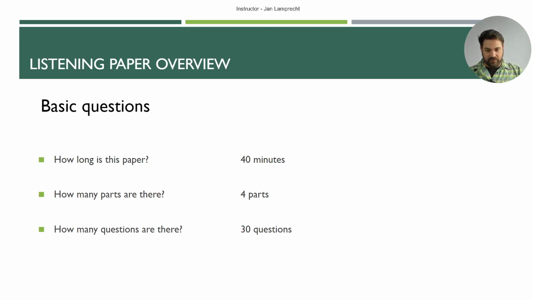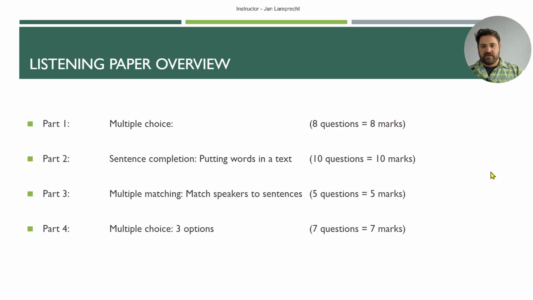So, listening paper overview, the basic questions could be, for example, how long is the paper? 40 minutes long. You have 40 minutes to do the listening parts 1 to 4. There are 4 parts. How many questions are there? There are 30 questions in total. Okay, so now part 1 is multiple choice. There are 8 questions. You get 8 marks. So 1 mark for every correct question.